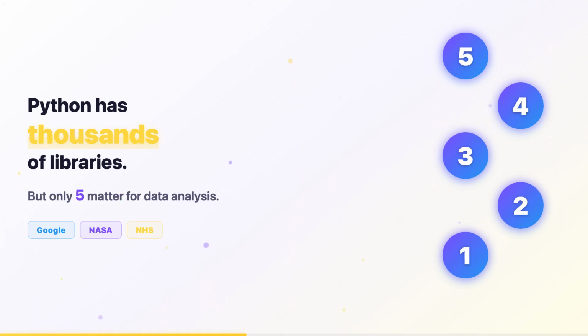These are the libraries used every single day by data scientists, engineers, and analysts at companies like Google, NASA, and the NHS. They power everything from scientific research to financial modeling to machine learning. Let us count them down from number 5 to number 1.